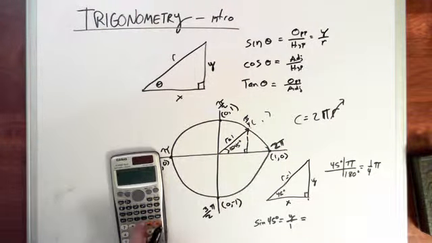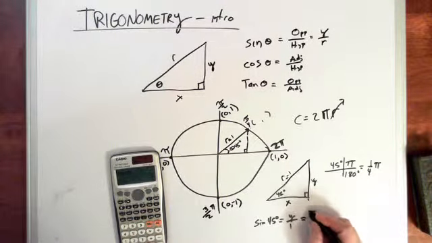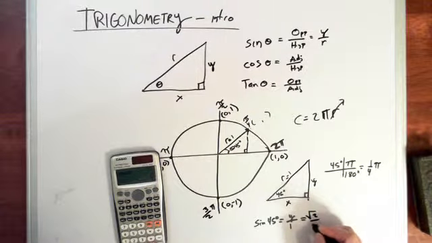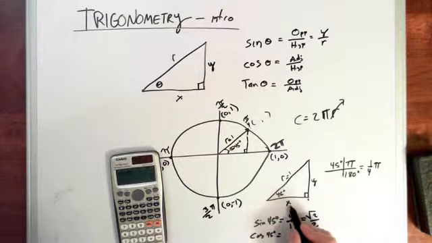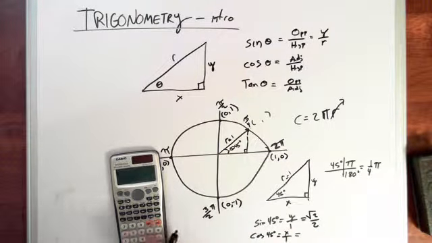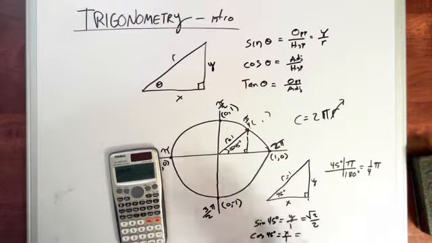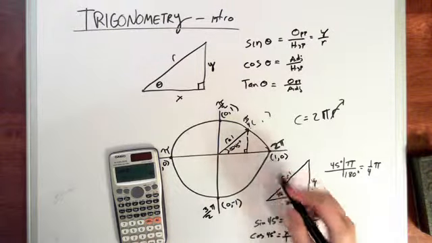And let's go, sine 45 is equal to the square root of 2 over 2. Now let's find the x. So we can go, the cosine of 45 degrees is equal to x over 1, or adjacent over 1. So let's plug this in. Cosine 45 degrees is the same thing, the square root of 2 over 2, which kind of makes sense here.